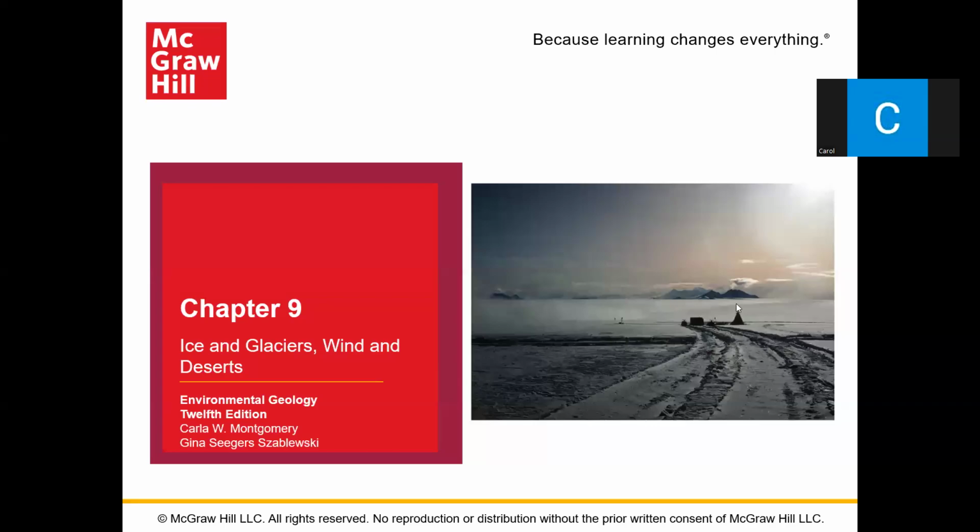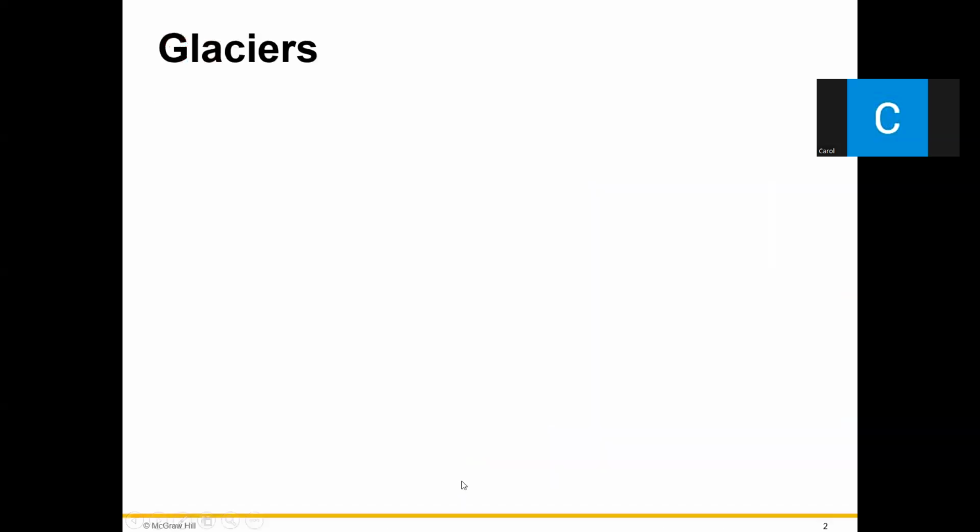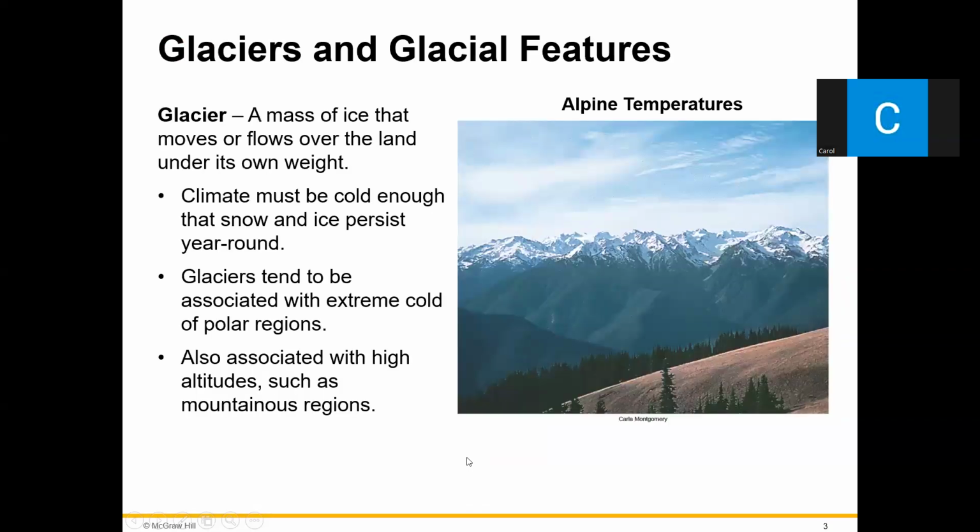All right, so this is chapter 9 on ice and glaciers and wind and deserts. And we're going to be starting with glaciers. So, a glacier is a massive ice that moves or flows over the land under its own weight. In order for that to happen, the climate must be cold enough that the snow doesn't melt in the summer.